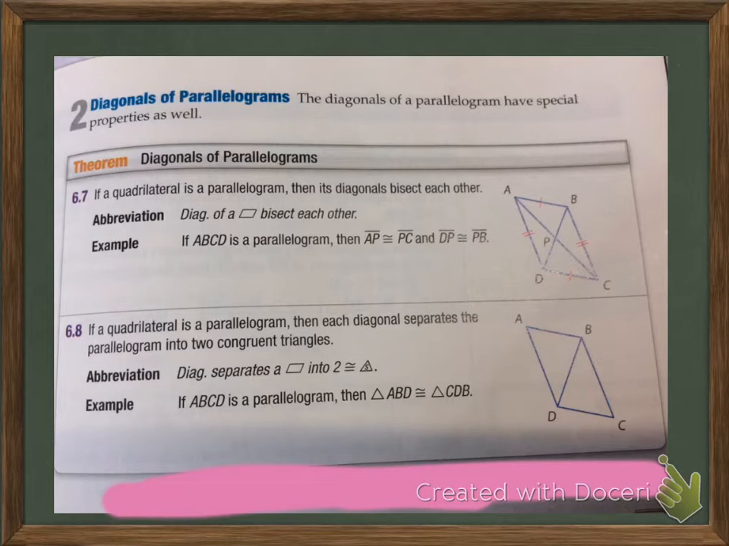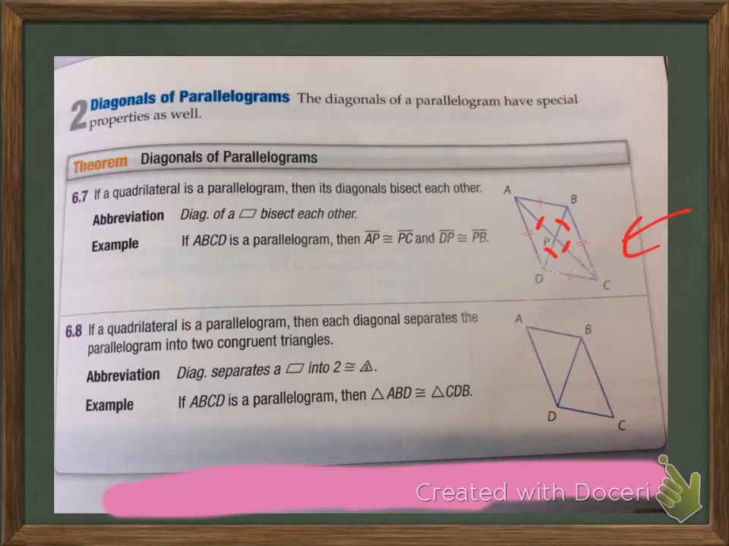Then there's a few properties of the diagonals of the parallelograms, and diagonals are where the vertices connect that are non-consecutive. So like AC and BD in this figure. And it says that if a quadrilateral is a parallelogram, its diagonals bisect each other. And then that's going to create equal parts. So these 2 are equal, these 2 are equal.